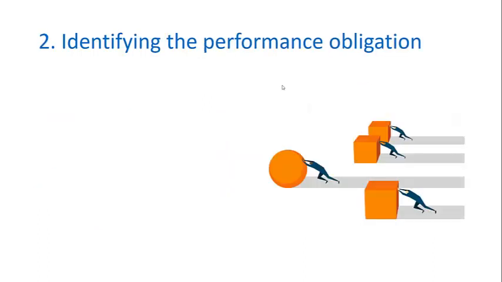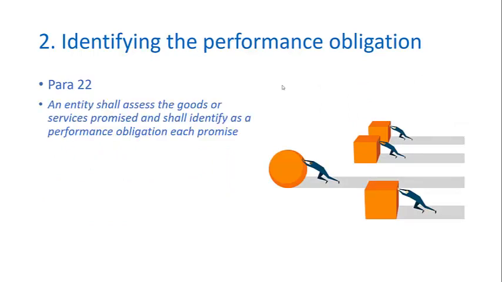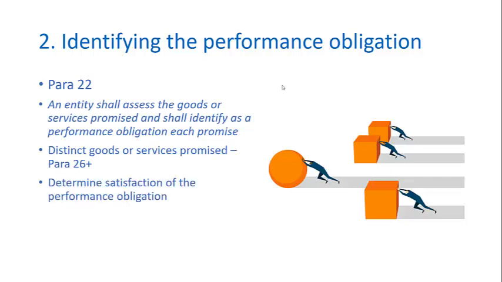The second step is to identify the performance obligations which are addressed in the contract. So what you need to identify is clearly the goods and services that have been promised, and you need to determine the performance obligations that need to be satisfied in meeting that performance obligation. These performance obligations might be satisfied at a point in time, or they might be satisfied over time.